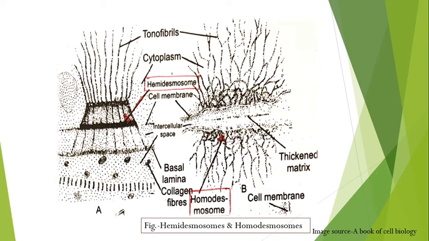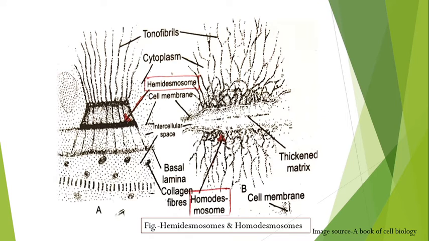Homodesmosomes are those that bind an area of the cell surface of one cell to desmosomes on the cell surface of another cell, not the same cell surface. There are different types of homodesmosomes: isodesmosomes and allodesmosomes, seen according to their structural shape. The first diagram is the hemidesmosomes and the second is the homodesmosomes.